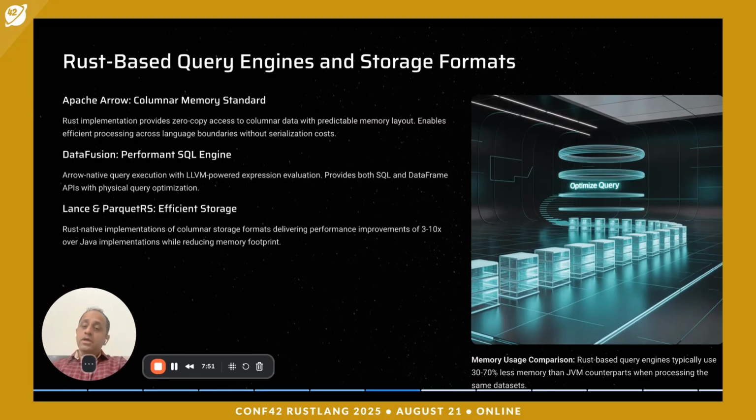It's a Rust-based implementation providing zero copy access to columnar data with predictable memory layout. It enables efficient processing across different languages and no serialization cost. Right? DataFusion is another project which is powered by Rust to enable performant SQL capabilities. It's Arrow native and it provides both SQL and data frame APIs with physical query optimization.